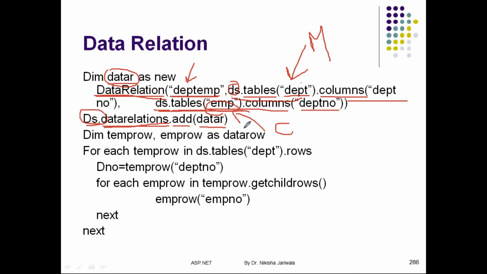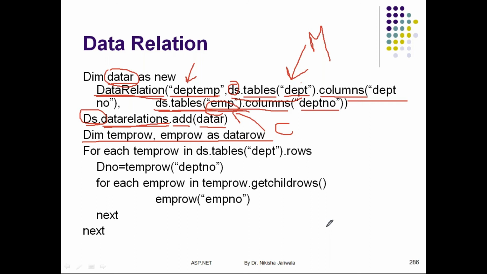Now what I want to do is access the employee number according to the department number that is retrieved from the DEPT table, but by using the relationship which we have created, that is DEPT-EMP, right? So over here, if I want to retrieve like that, what I need to do? First of all, I need to create the references of the DataRow class, that is tempRow and empRow. tempRow I will use for the DEPT table and empRow I will use for the employee table.